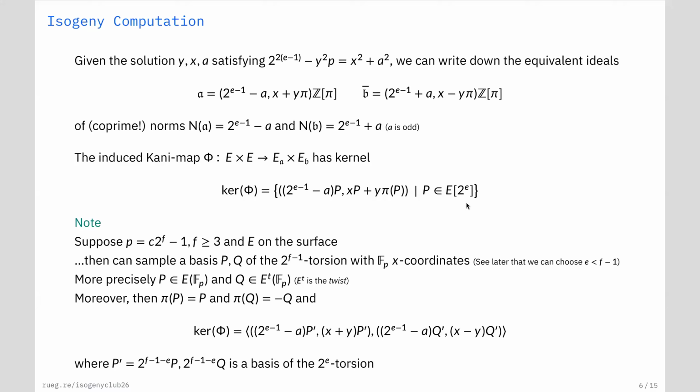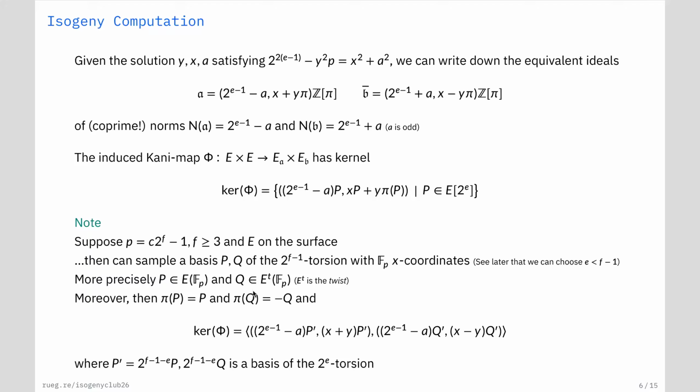So that's not particularly my thing, but what ends up being quite interesting is that when your prime is this HD friendly form and your elliptic curve is on the surface, namely it's Z[(π+1)/2] oriented, then we can sample a basis P and Q of the 2^(f-1) torsion whose x coordinates are F_p rational, right? Or in other words, you can sample an F_p rational point on the curve of order 2^(f-1), and a point Q on the twist of order 2^(f-1).